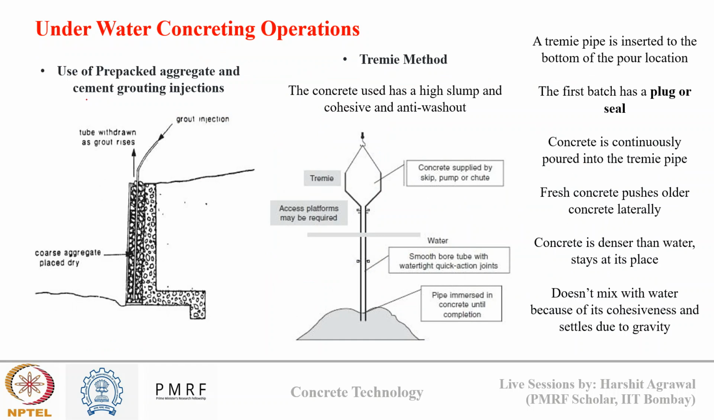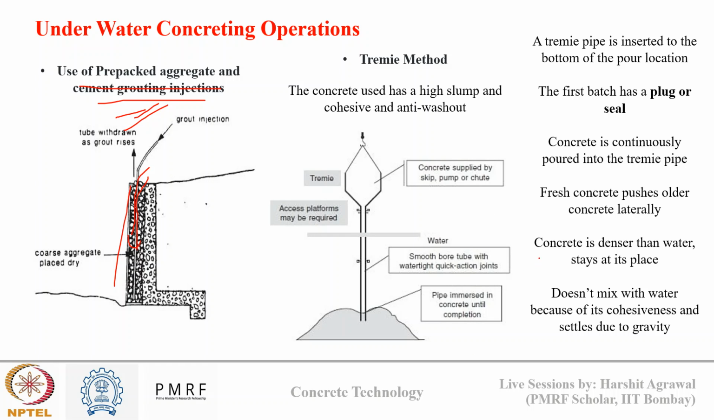Then the second method is pre-packed aggregate and cement grouting injection. As you can see, in this method I have a formwork and coarse aggregate which is pre-packed inside the formwork. Then I will use a high-flow cement grout which is injected through the voids of this aggregate system, to ensure that all the aggregates are uniformly bonded and there is minimum segregation or washout. This is a very commonly used method in dam construction.